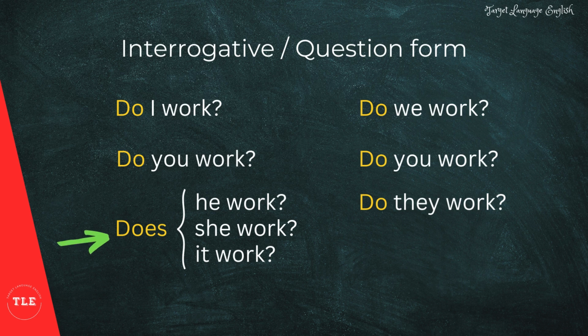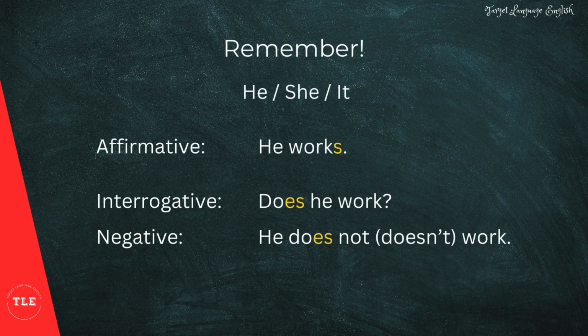Just like in the previous forms, here we also need to change the verb do in the third person singular. Does he work? Does she work? Does it work? The main verb work stays the same. The verb work changes only in the affirmative form with subjects he, she, it. He works, she works, it works. In the interrogative and negative, we change the verb do. Does he work? He does not work.